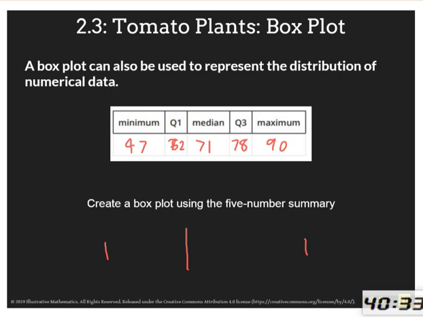All right, so the median here, the middle line, is 71. The minimum line is 47. The maximum line is 90. I've got quartile 3 here at 78. I've got quartile 1 at 62. And then I'm going to put the single line here, make the box, what's going to be known as the interquartile range. We'll learn about that, and it should look something like that.